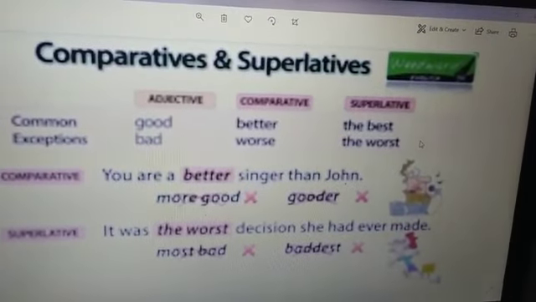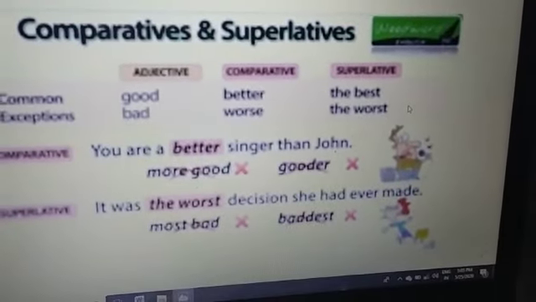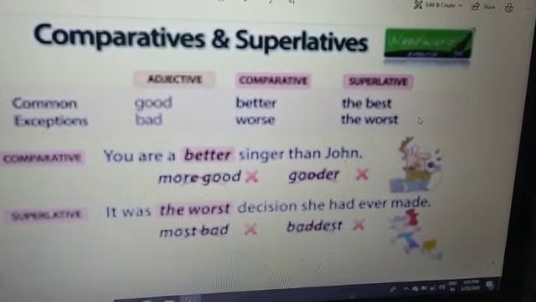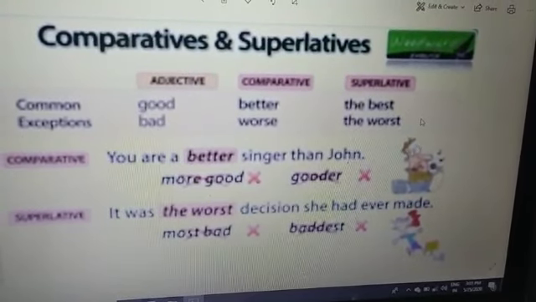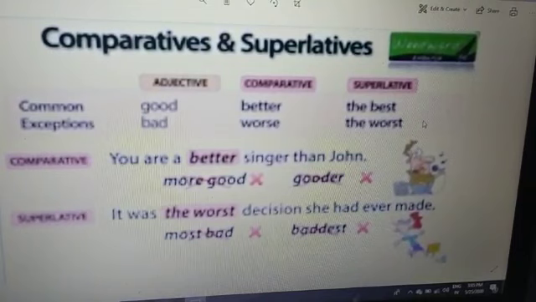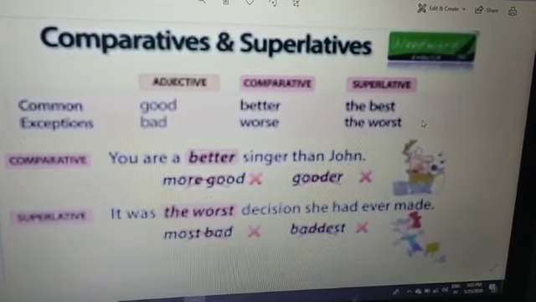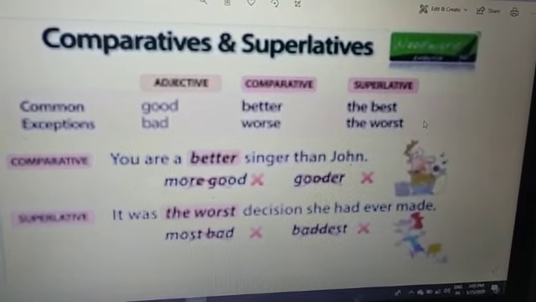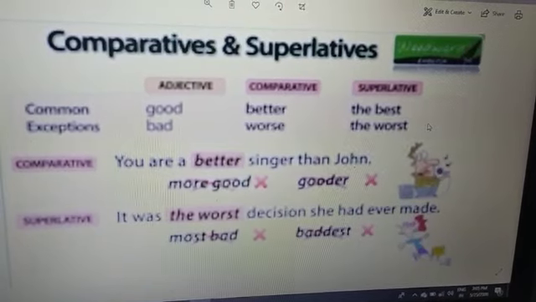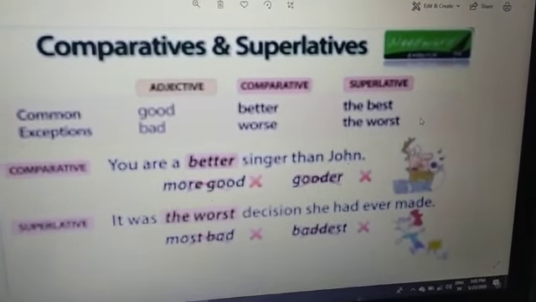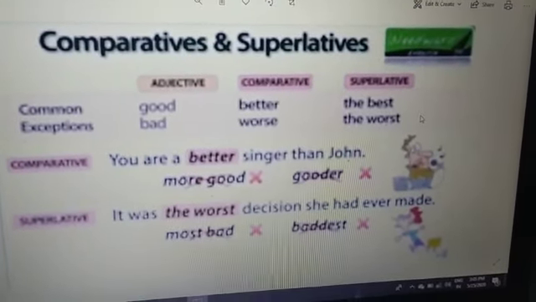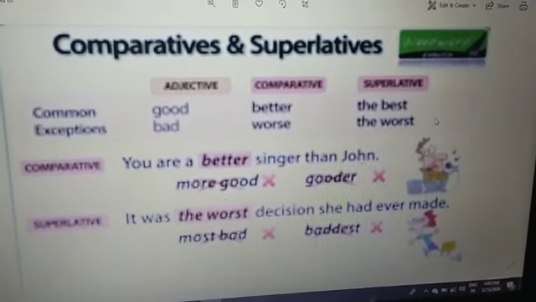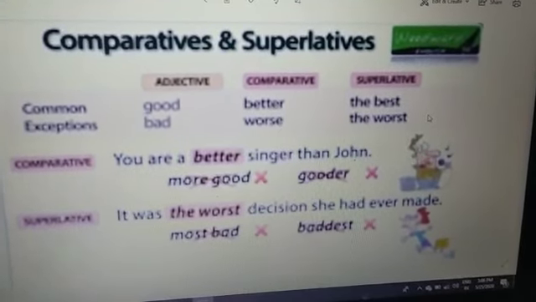There are few examples like quiet: more quiet, most quiet, also we can write. These are irregular words, and for these we can also use quieter or quietest. Okay, so this way you can do the adjectives, comparative and superlative.